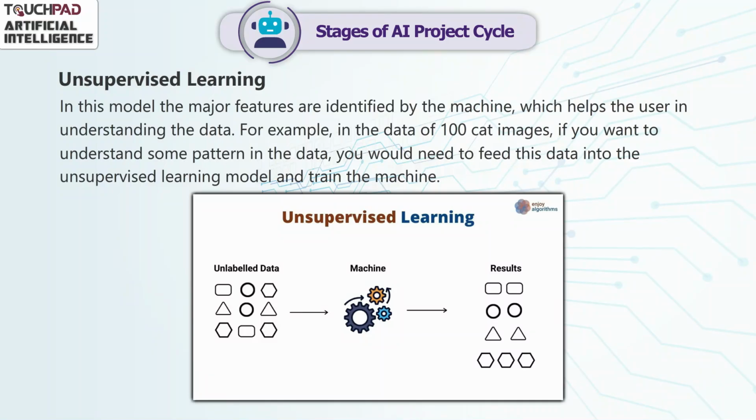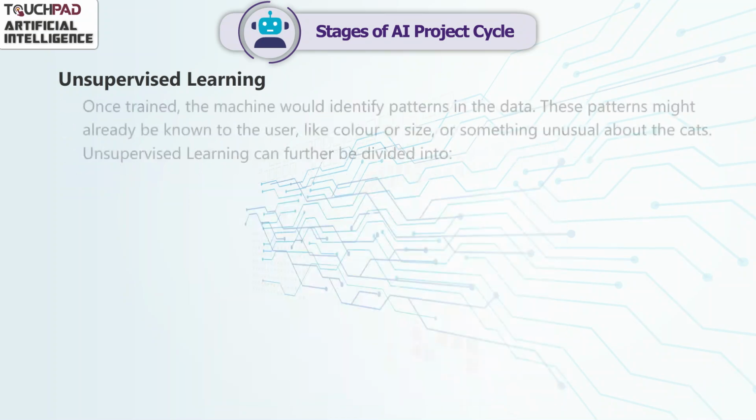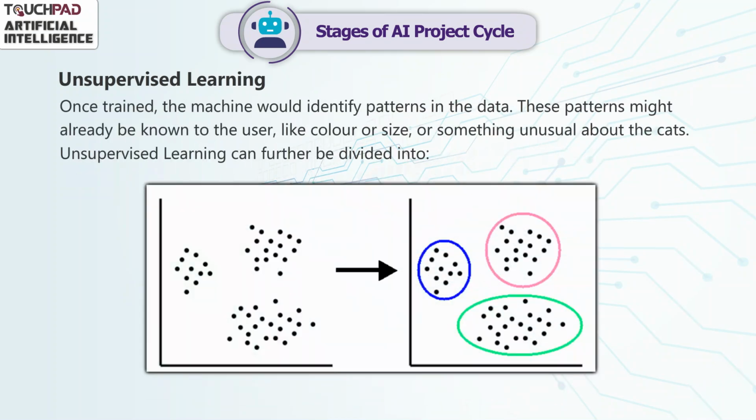the data. For example, in the data of 100 cat images, if you want to understand some pattern in the data, you would need to feed this data into the unsupervised learning model and train the machine. Once trained, the machine would identify patterns in the data. These patterns might already be known to the user, like color or size, or something unusual about the cats.